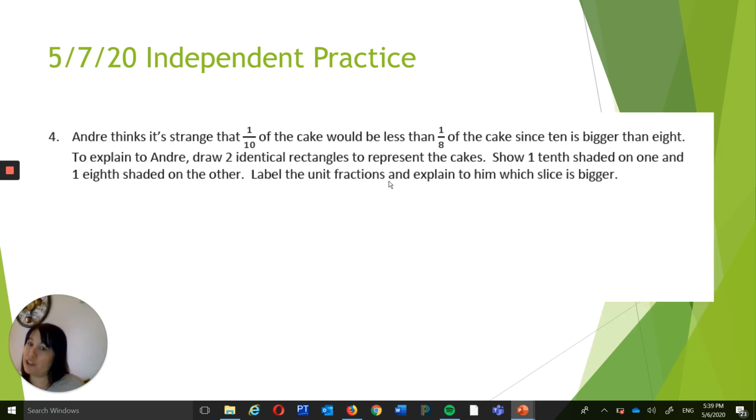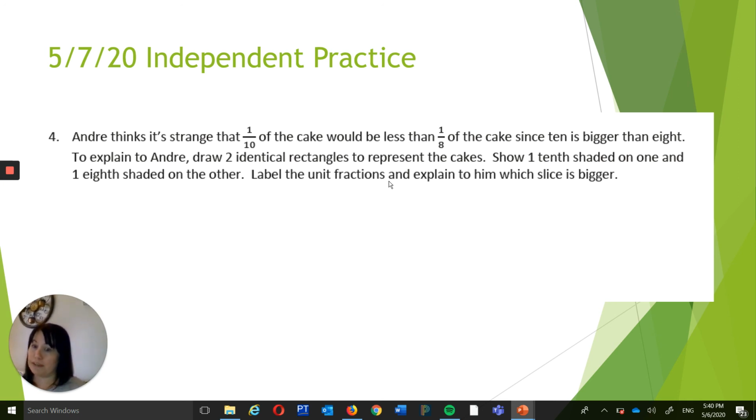Number 4 says, Andre thinks it's strange that 1/10 of the cake would be less than 1/8 of the cake, since 10 is bigger than 8. To explain to Andre, draw 2 identical rectangles to represent the cakes. Show 1/10 shaded on one and 1/8 shaded on the other. Label the unit fraction and explain to him which slice is bigger.